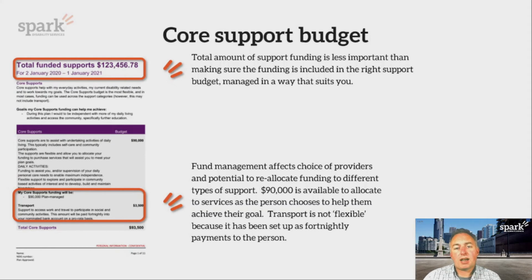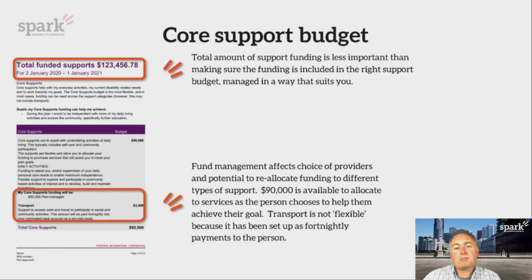The remaining $3,500, though, has been included for transport assistance, and it's managed in a different way in our example plan here. This person's transport assistance funding is going to be paid to them in parts every 2 weeks into their bank account.